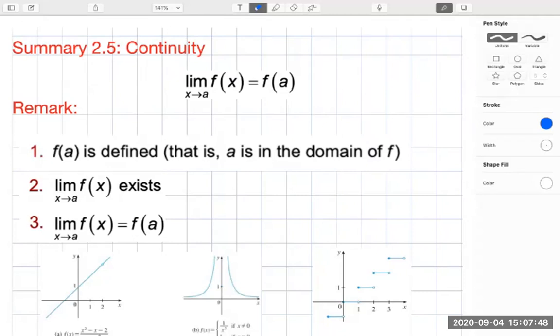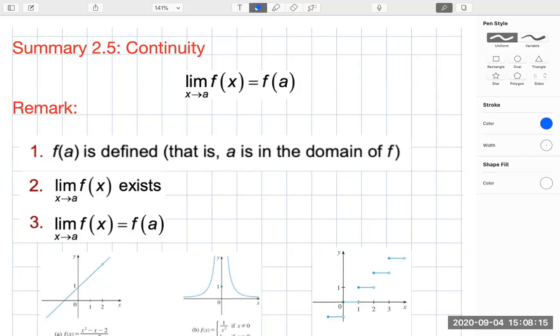Hello, everybody. Let me summarize some of the ideas we have studied together in section 2.5 about continuity. As you can see, the limit of the function f of x when x approaches a is exactly the value at a of that function. We call f of x continuous at this point.